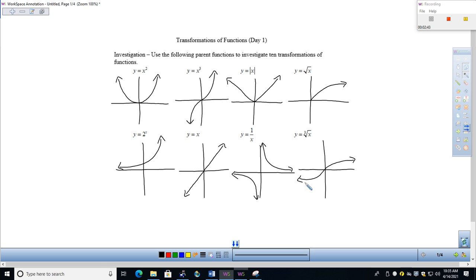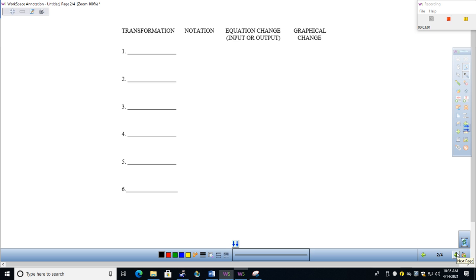because we're going to go through the process here as we build our little table. And this is where I tried to be as organized as possible for you. So notice today we're going to be looking at 6 transformations. And this is the key column right here. This is where I'm going to start the process. I'm going to give you the notation. And from the notation, we're going to have to make some decisions, input or output. And what will we do to the equation itself, and as a result, what's going to happen graphically.